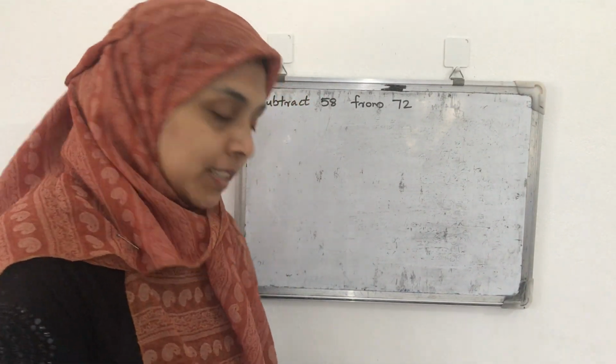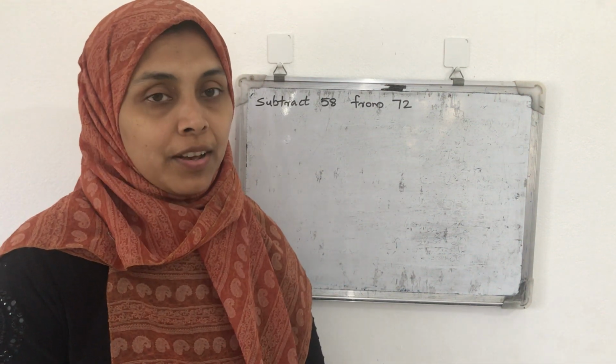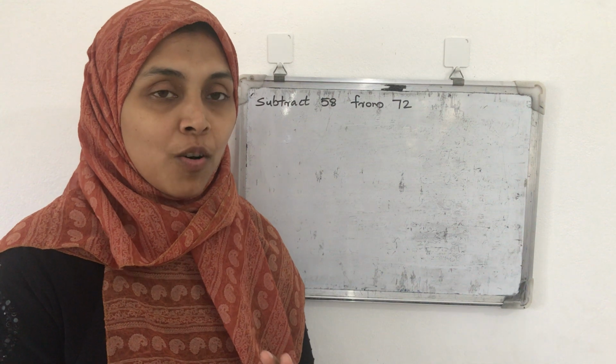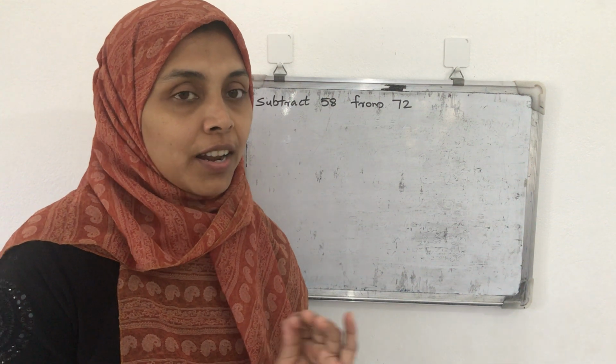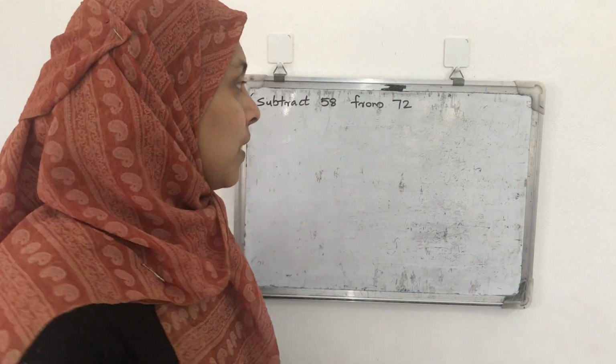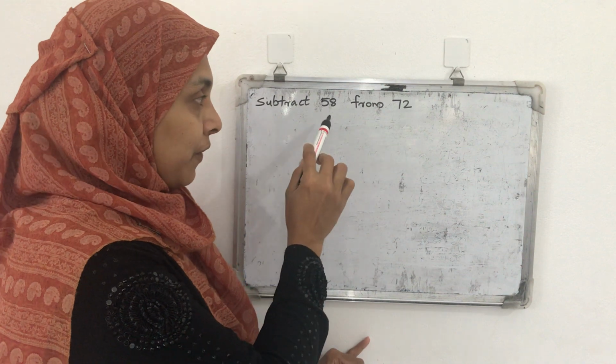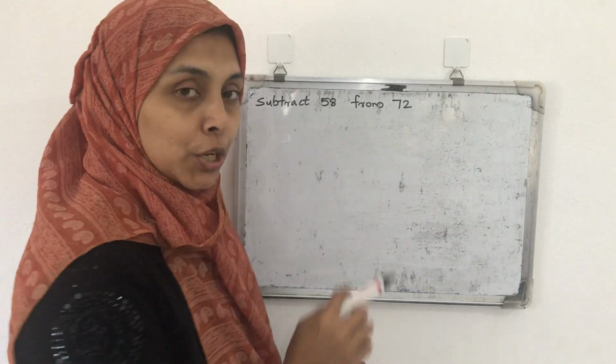Today we can discuss subtraction of two-digit numbers with borrowing. Borrowing, or we can call it another name, regrouping. You will understand that from one example. Look here, one question: subtract 58 from 72.